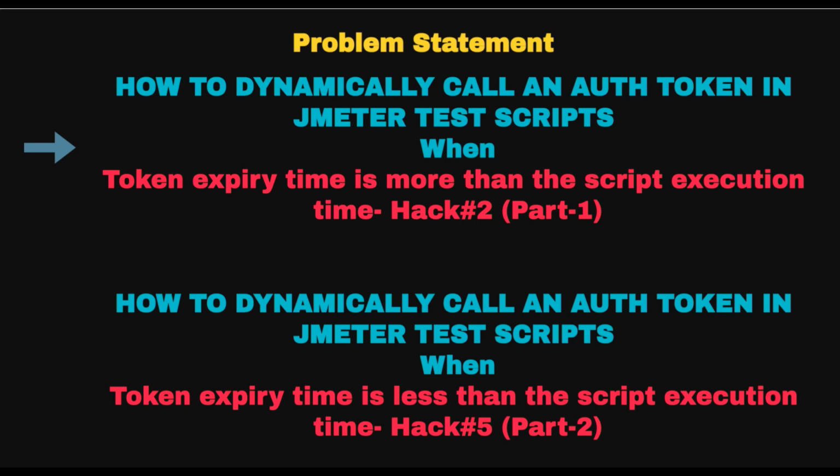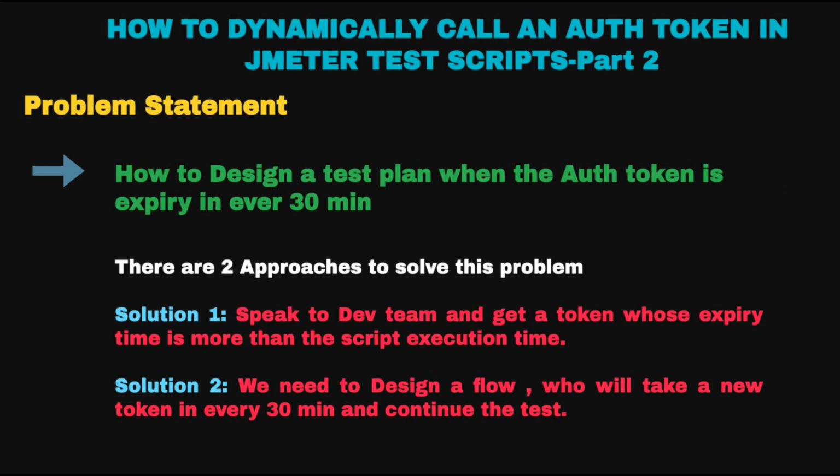Let's discuss the problem statement. You would like to run a load test for 1 hour, whereas your token is expiring every 30 minutes. In this situation, how can we develop a solution which will solve this problem? There are two approaches to solve this problem. Solution 1: speak to the dev team and get a token whose expiry time is more than the script execution time. This approach is not always feasible. There are some restrictions from project to project.